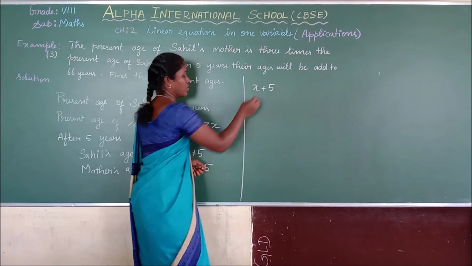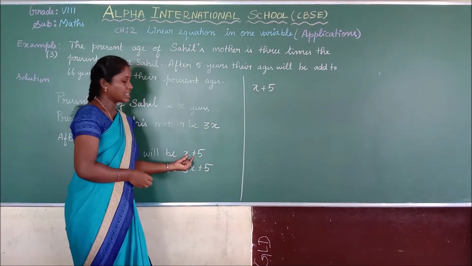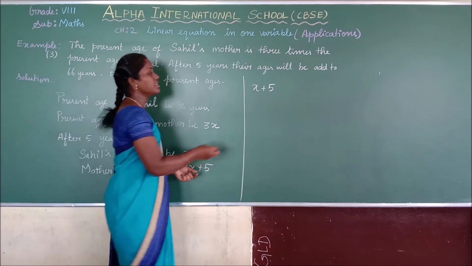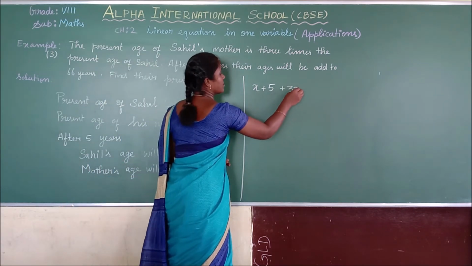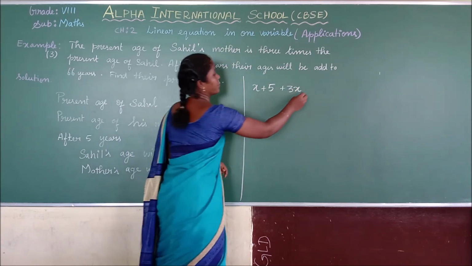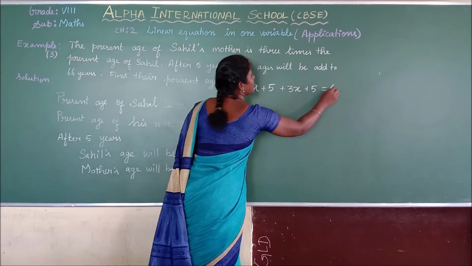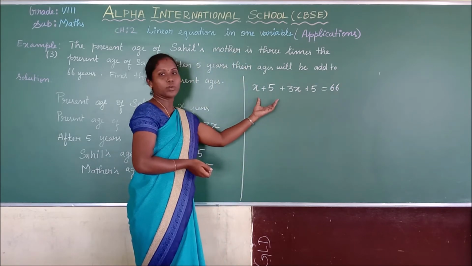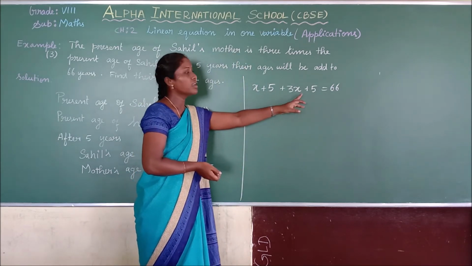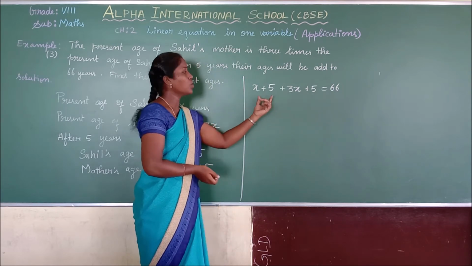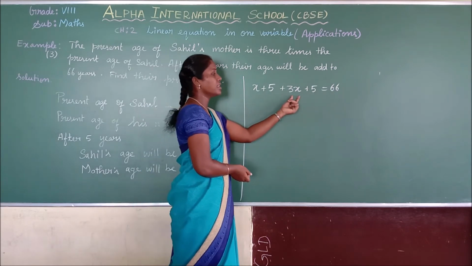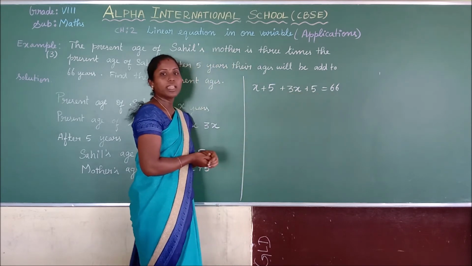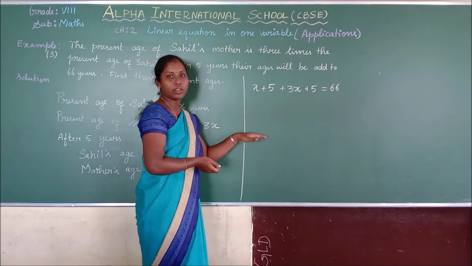First, the son's age x plus 5, plus the mother's age 3x plus 5, is equal to 66. According to the content of the problem, it is given that after 5 years, if you add both the ages, it is equal to 66. So, x plus 5 plus 3x plus 5 equal to 66. What is the unknown variable here? x. We have to solve this and find the value of x.